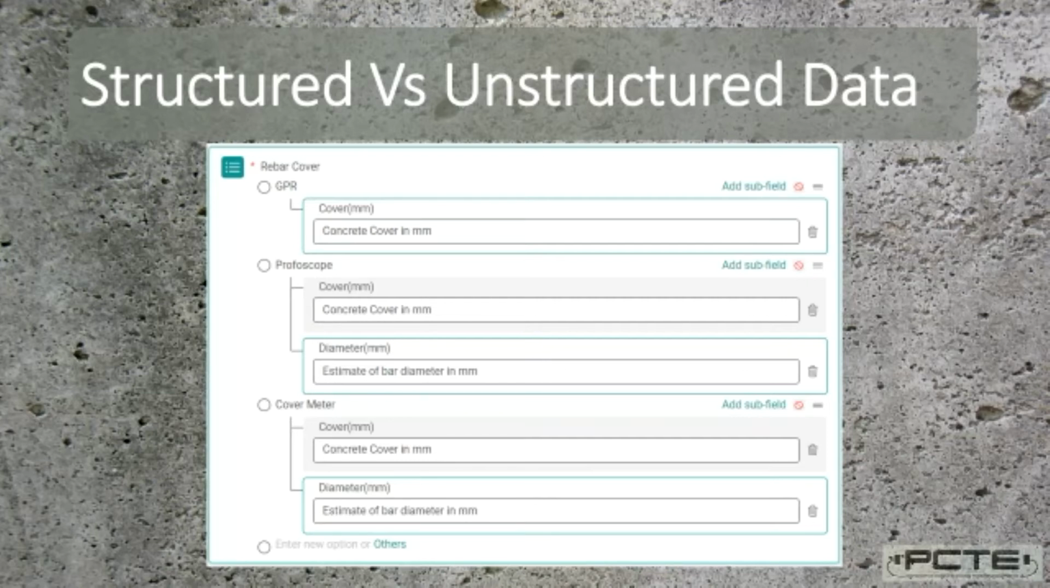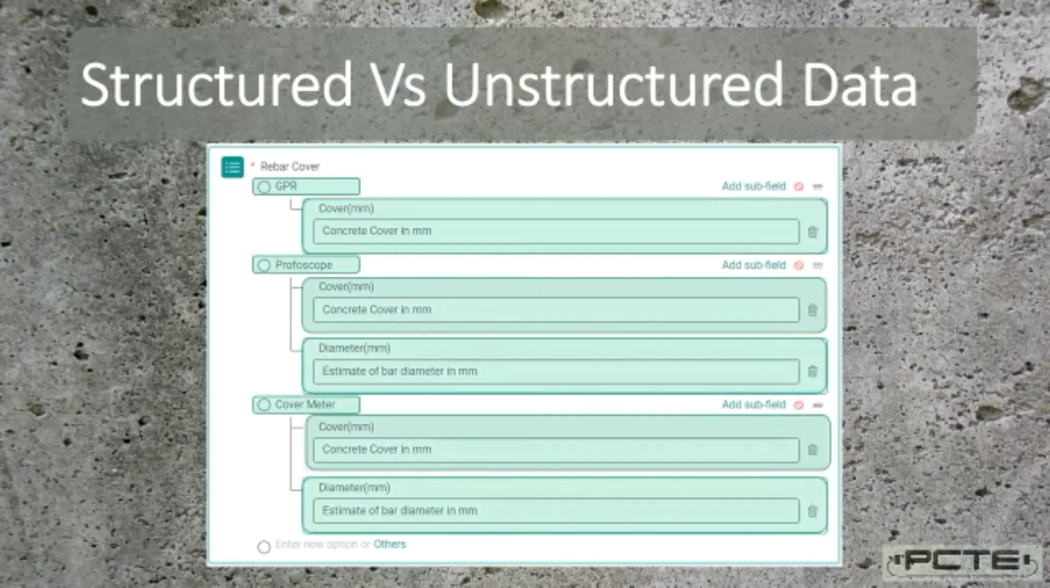We know the quality of the measurement, so we know if it's a cover meter, it'll probably be within a few millimeters, whereas if it's a radar measurement, maybe 5 to 10 millimeters uncertainty. We've also got that estimate of the bar diameter, where the machines can take it. So it's quite a nice implementation of just capturing that structured measurement that we might want to use.